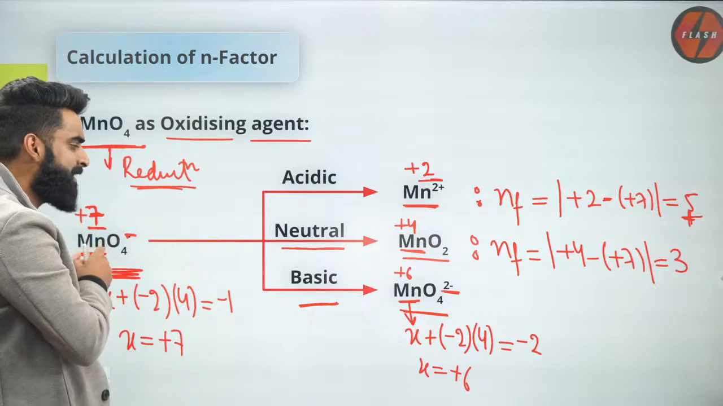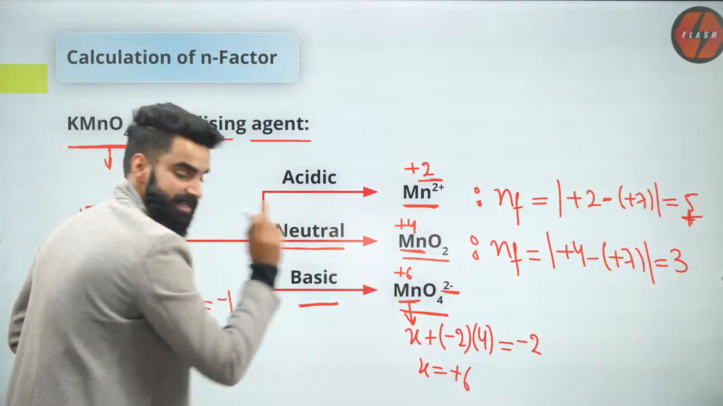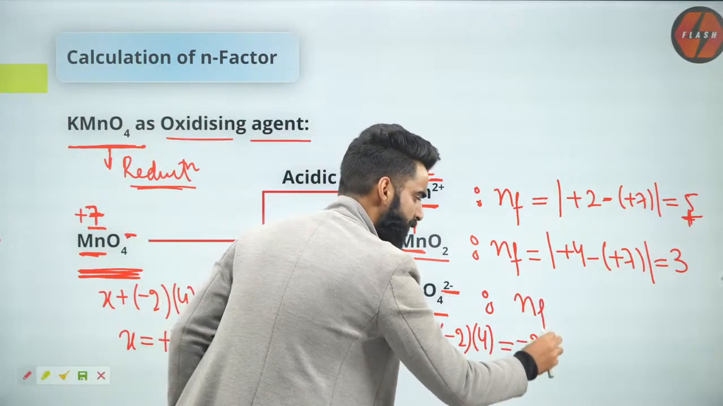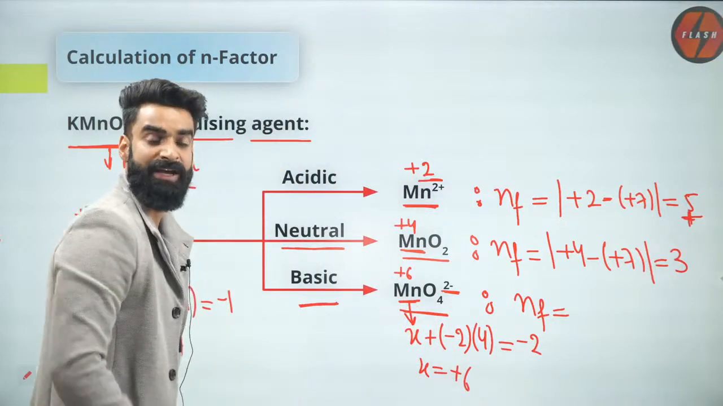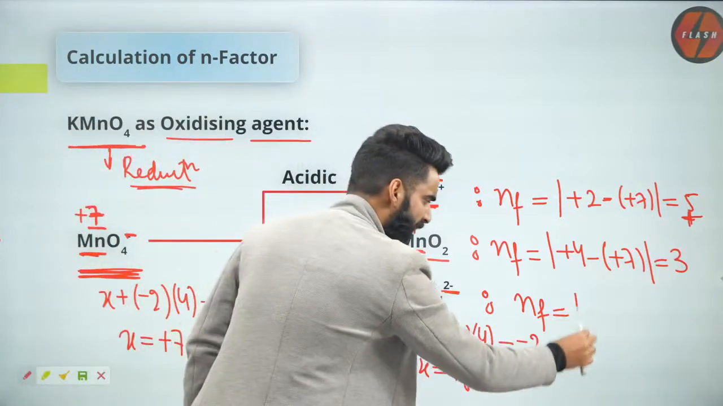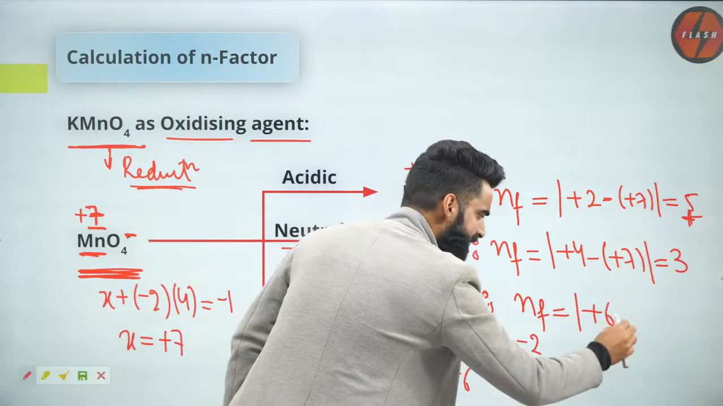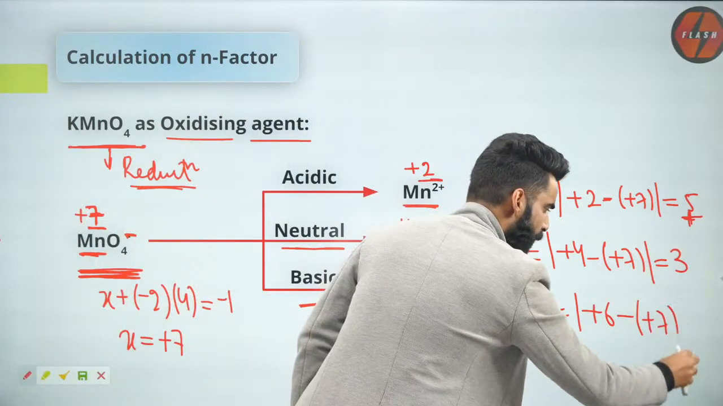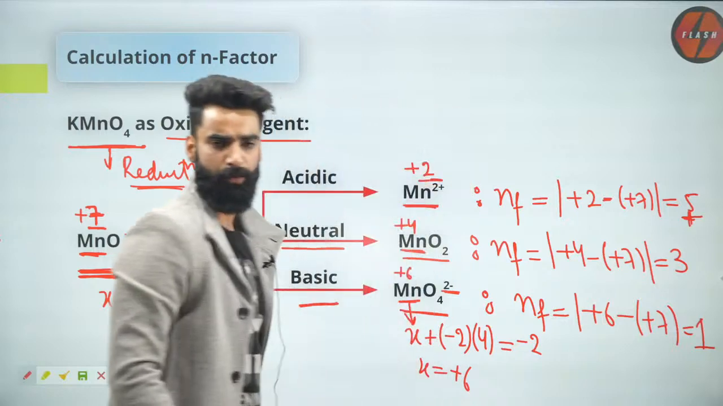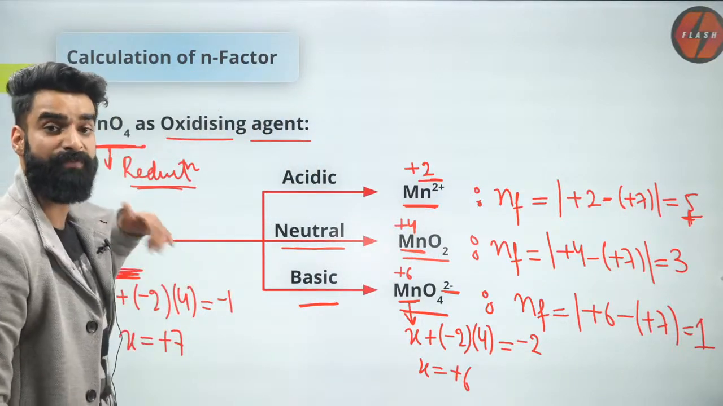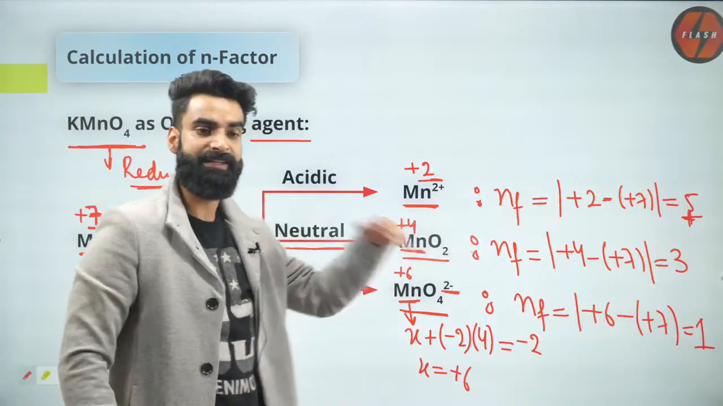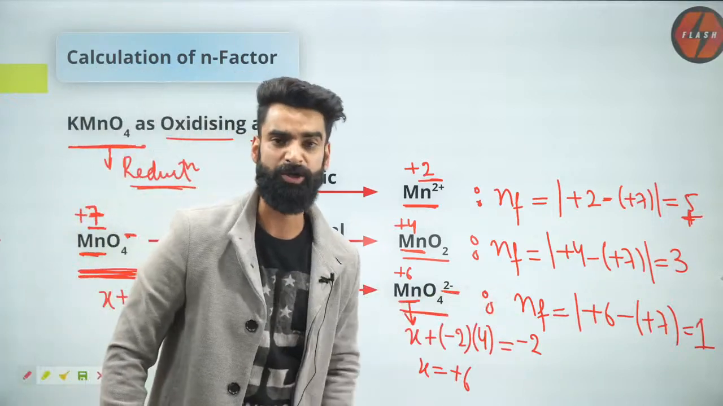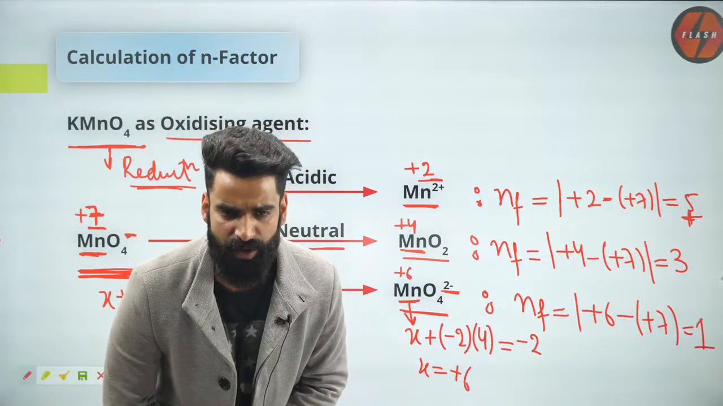Now talking about the basic medium. In basic medium, this Mn changes its oxidation state from +7 to +6. If I want to calculate the N factor of this KMnO4 in basic medium, it will be equal to the change in oxidation state, which is the final oxidation state of Mn, +6, minus the initial oxidation state of Mn, +7. The value will come as 1. So remember from now onwards, the N factor of KMnO4 in acidic medium is going to be 5, in neutral medium it is going to be 3, and in basic medium it is going to be 1. People, is this clear to everyone?